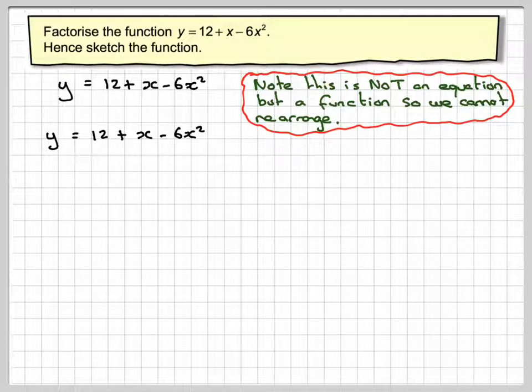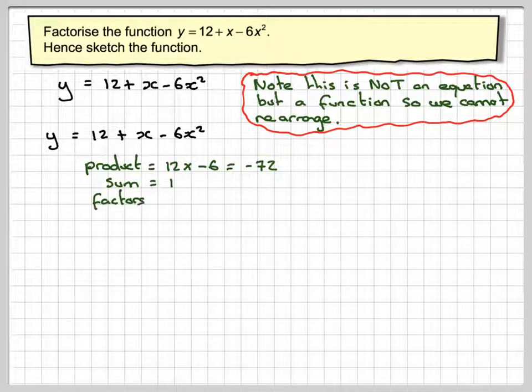Well, we can still use the idea of product sum factors. So the product is going to be this number times this number, so it's 12 times minus 6. Remember before you just did this number times this number, so nothing's changed. That's equal to minus 72. And the sum is the middle number. Well, there's no middle number, so it is a 1.